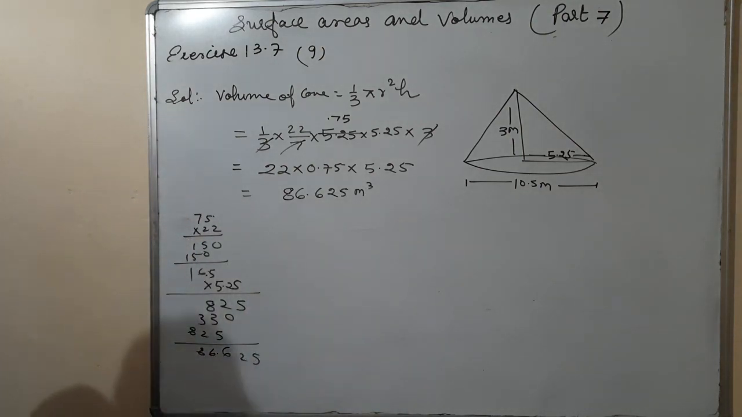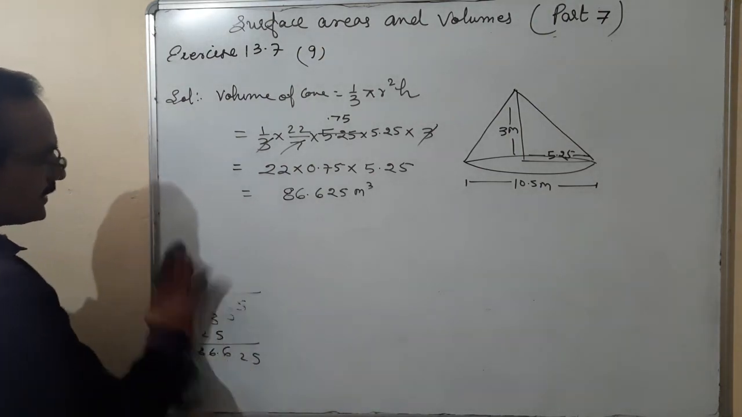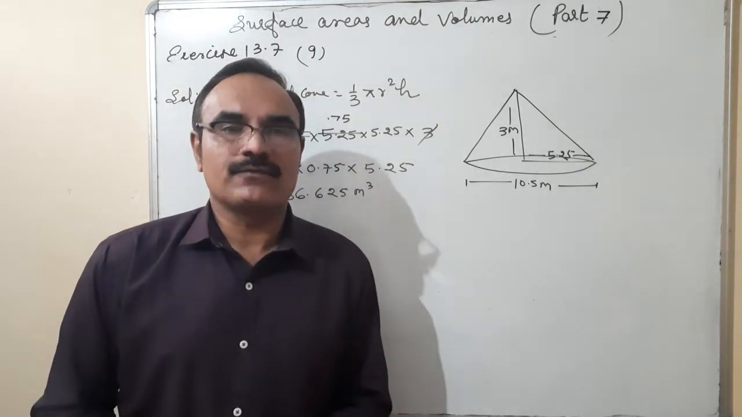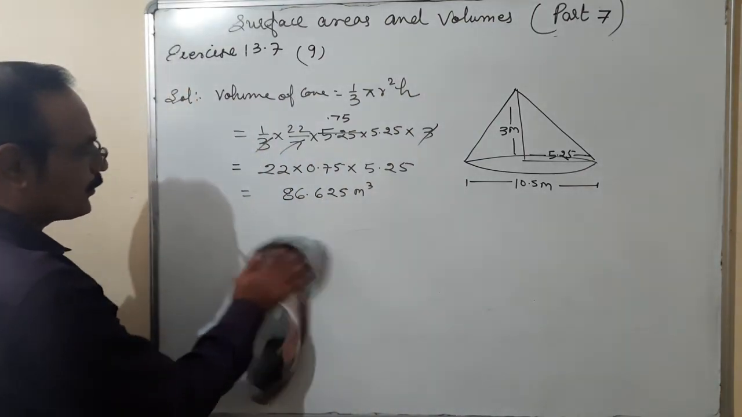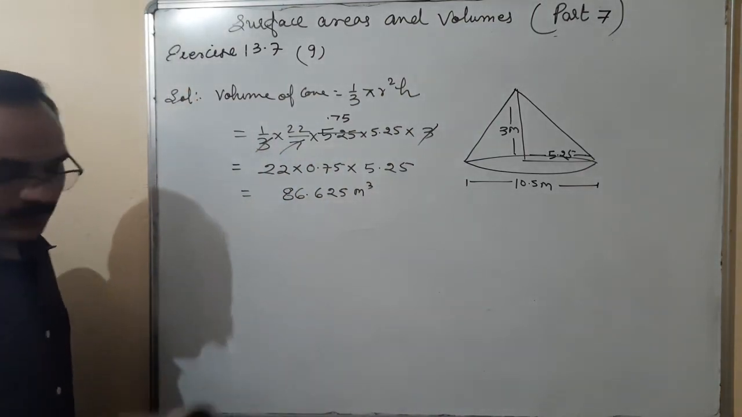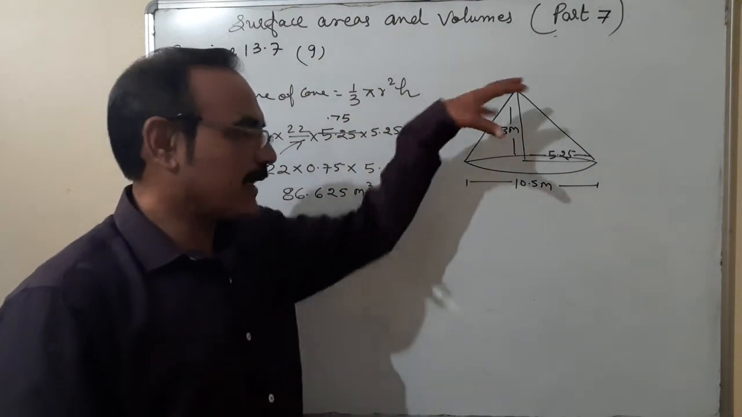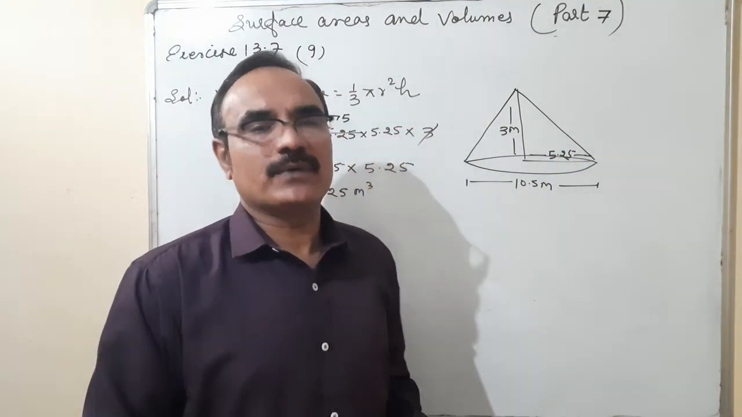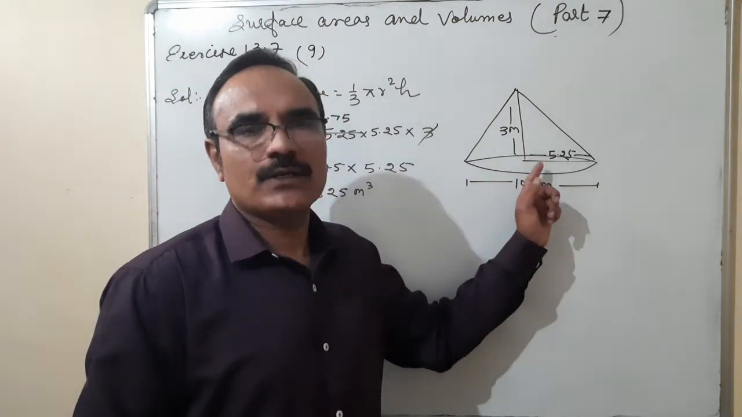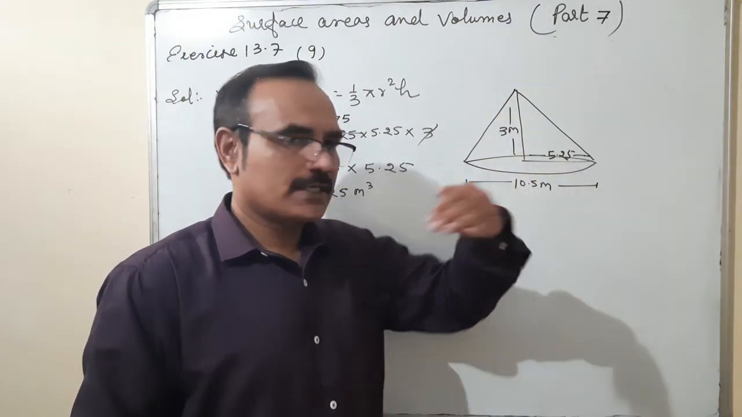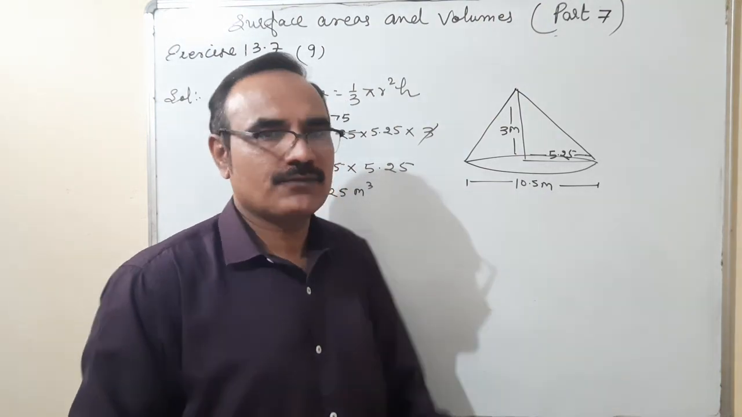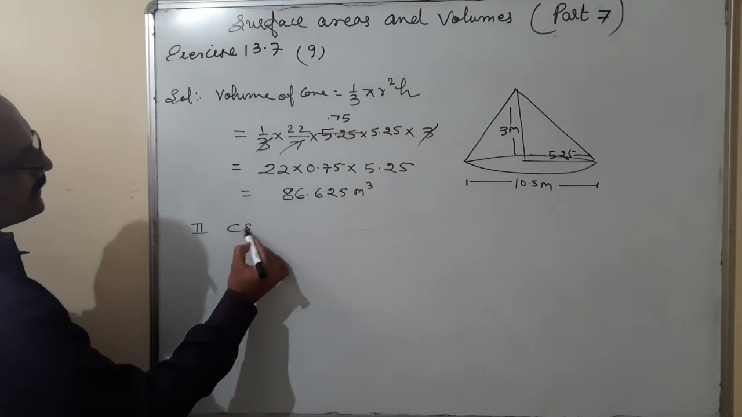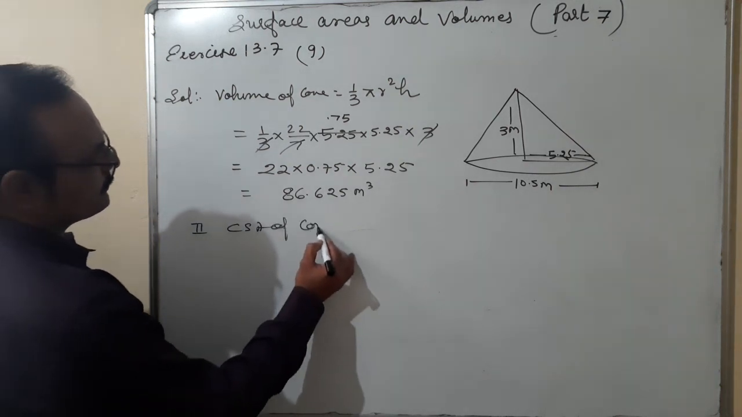Okay. Second part, in the second part they are saying that this heap of meat is covered by the canvas, to protect it from rain. So when this heap is covered by the canvas, that means we are talking about the curved surface area of the canvas, because canvas is not required for the base. Canvas is required for the surrounding face, only the curved surface. So here in the second part we are going to find the CSA of cone.